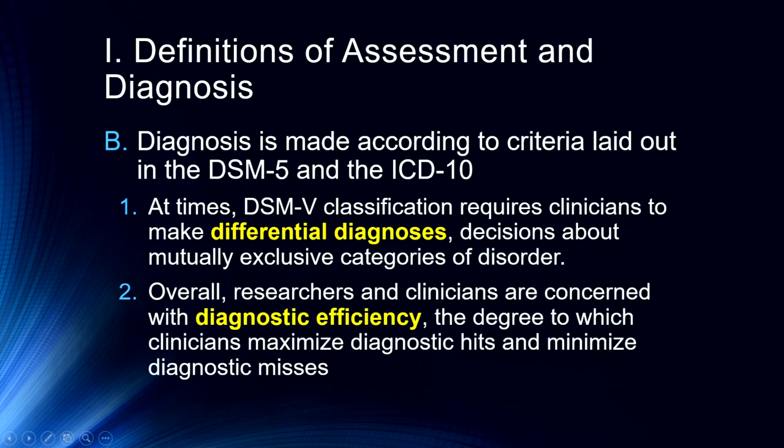So overall, researchers and clinicians are concerned with diagnostic efficiency. Basically, we want to maximize diagnostic hits and minimize diagnostic misses. Again, take a look at the lecture I have posted on YouTube about testing. It's about hits, misses, false alarms, and correct rejections. So basically the idea is the diagnostic tool is either going to say, yes, this person has a disorder, or no, they don't. And the person's either going to have a disorder or they don't. And so there are sort of 4 different ways this might come out.